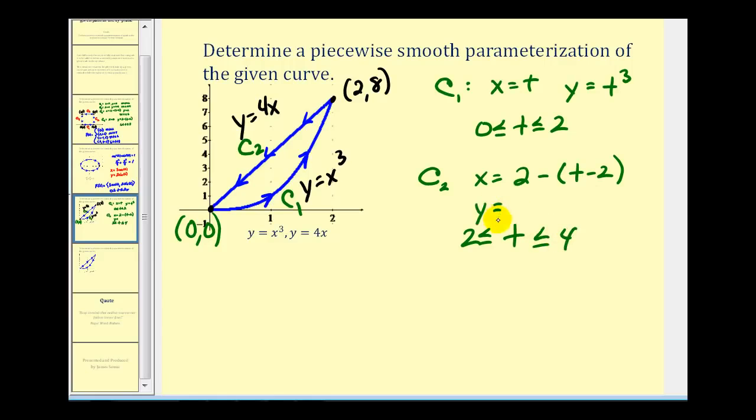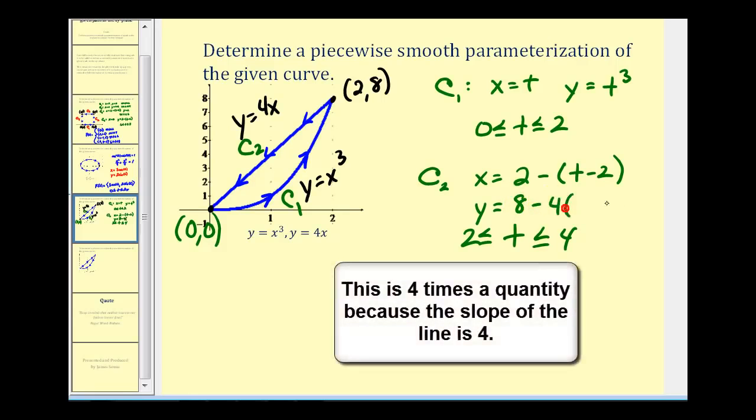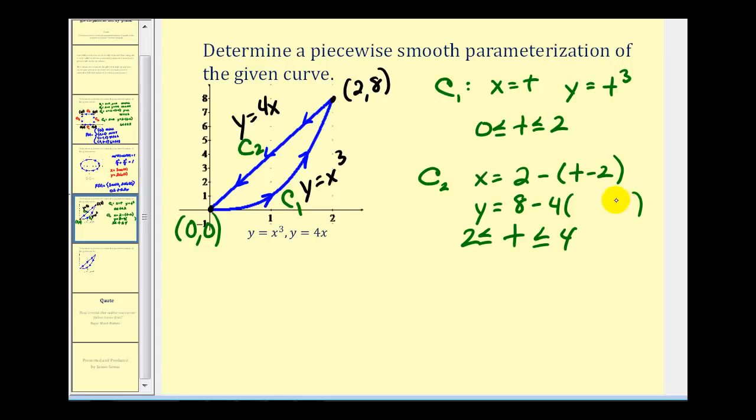Now see if we can find an equation for y. We know the y-coordinate will start at 8 and decrease to 0 along the line y equals 4x. So this slope here is going to be an important part of this equation. We'll let y start at 8, and we want to subtract 4 times something. Now if we can come up with an expression in terms of t, where t is on this interval, but this quantity takes on the values from 0 to 2, it would satisfy the values for y.